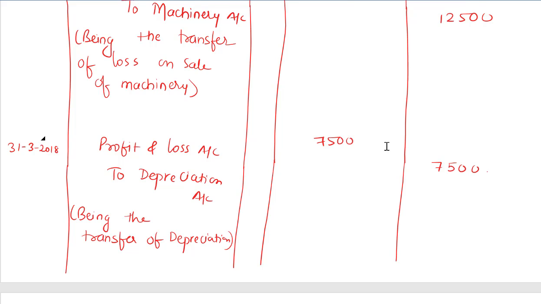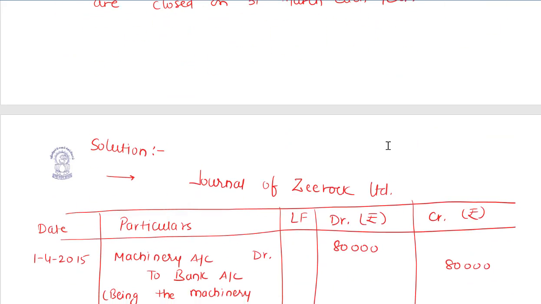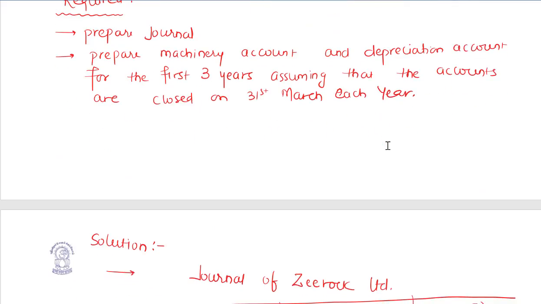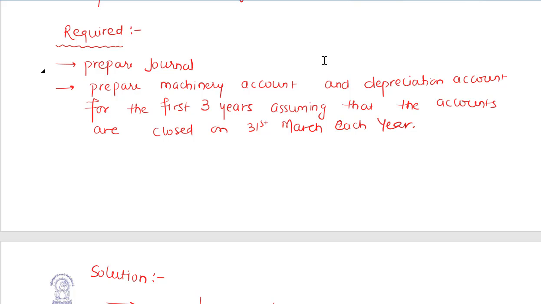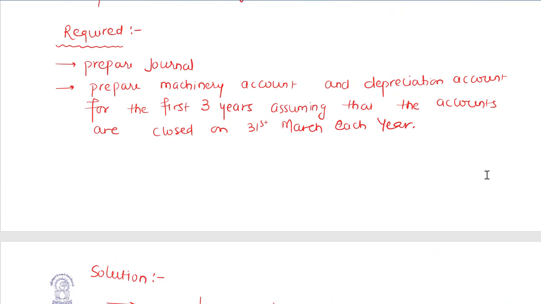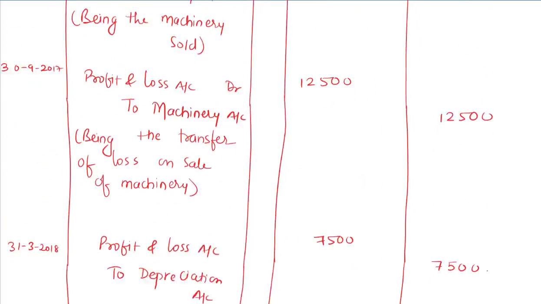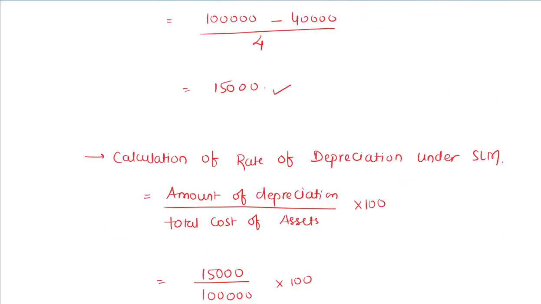I believe you understood what we have done. We have done the journal entries of Xerox Limited. The first part of the question is done, that is prepare journal. The second part: prepare machinery account and depreciation account for the first 3 years, assuming that the accounts are closed on 31st March each year.